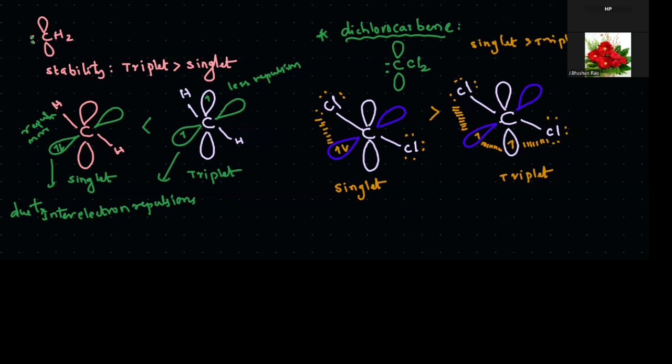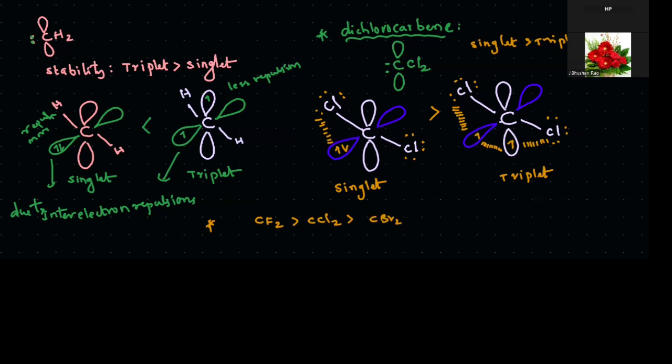So these are the two conditions, very, very important. In these two conditions, this one is the normal carbene and this one is the dichlorocarbene condition. And one more thing: the stability order of the dihalocarbenes. CF2 is greater than CCl2, which is greater than CBr2, which is greater than CI2.